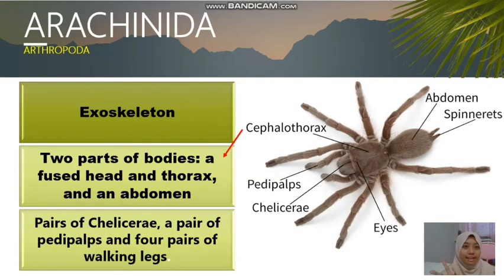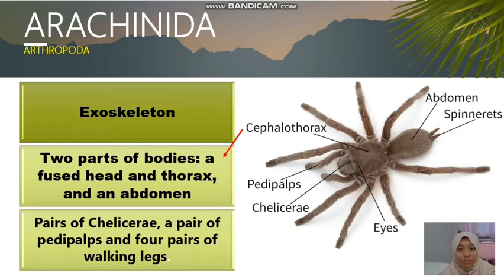The second class under Arthropoda is Arachnida, with the example of a spider. So why is the spider under class Arachnida? Because the body is covered with exoskeleton. The body is also segmented, but the difference between Arachnida and Insecta is that Arachnida only has two parts of body. This is the first one and the second one.